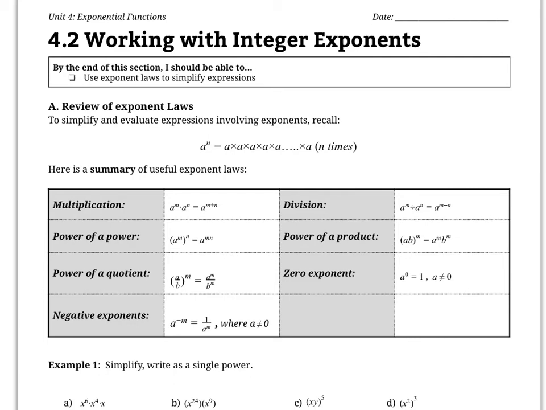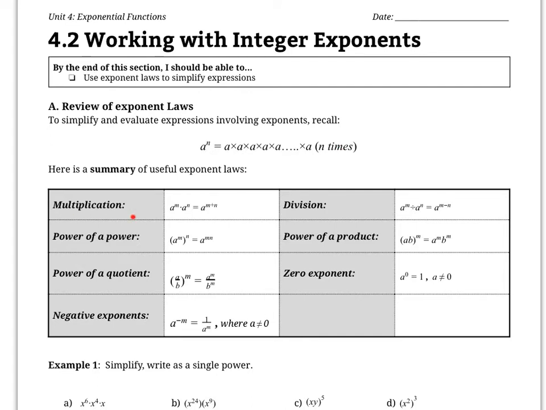In this lesson, we're going to be reviewing exponent laws that we've learned in previous years and use them to simplify expressions. So just as a reminder, if we have some base to the power of some sort of integer, so let's say a to the power of n, that just means we're going to multiply a by itself n times. So here's a summary of some exponent laws you may or may not have learned before.